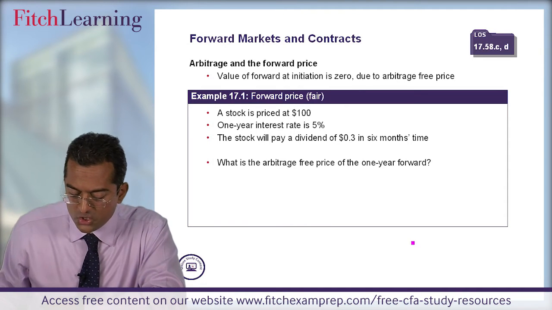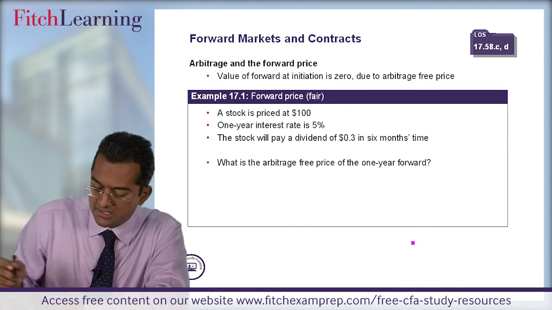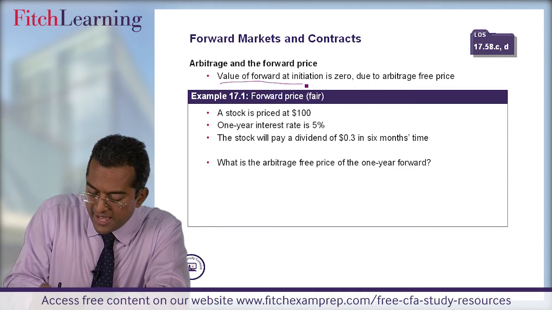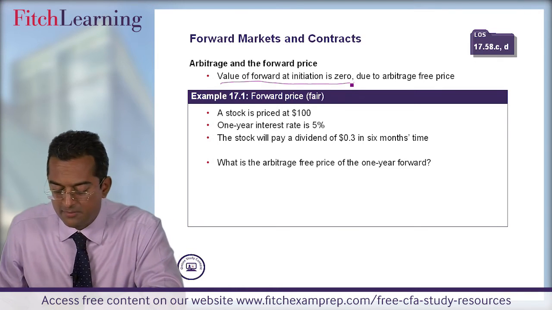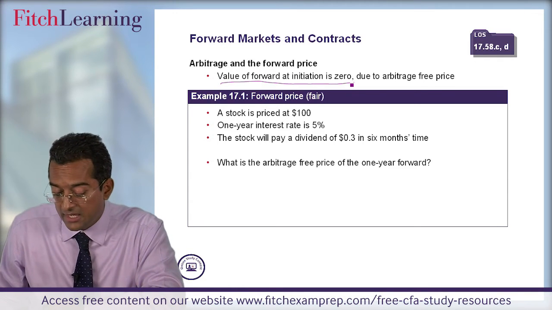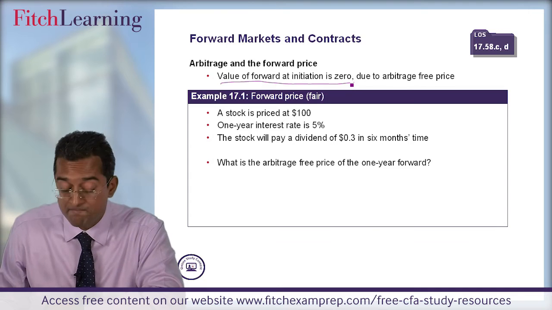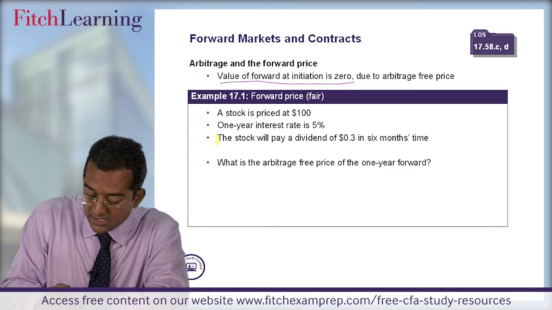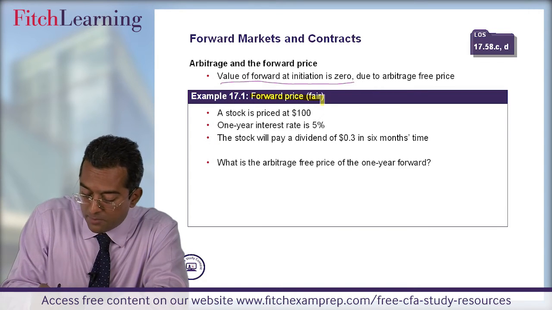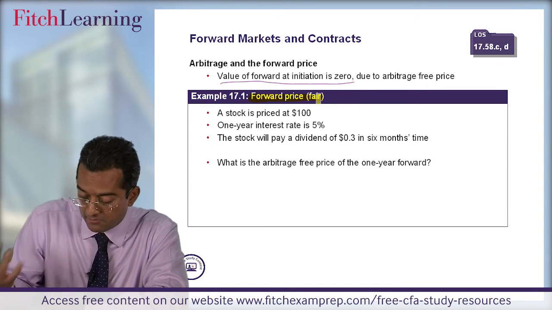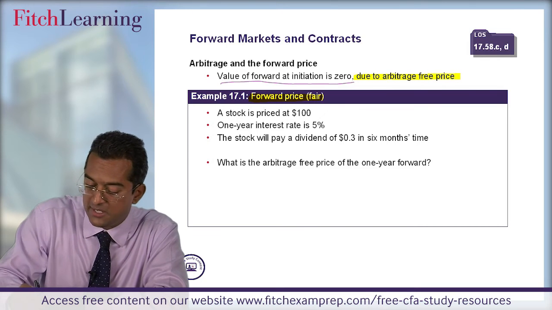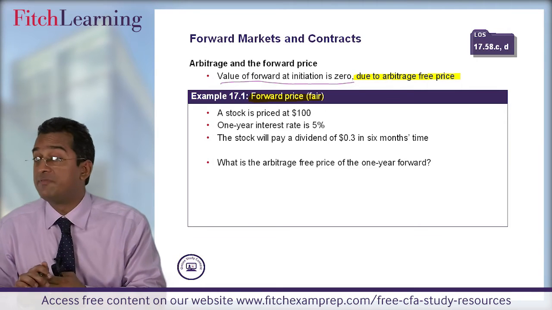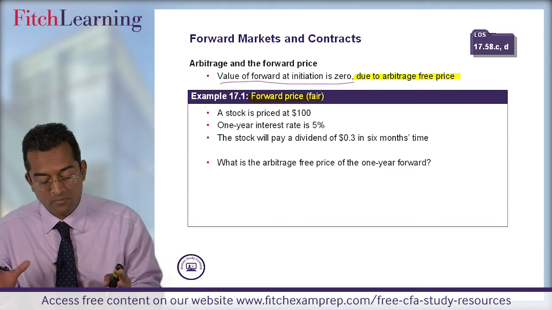So, arbitrage and forward pricing, let's have a look at this. The value of a forward at initiation is supposed to be 0 due to being arbitrage free. Okay, so let's imagine we take that as given, and we say we want to work out the value of a forward price. Arbitrage-free price means it's fair, because if it wasn't, arbitrage would force it to be fair. So we end up with the same number, right?